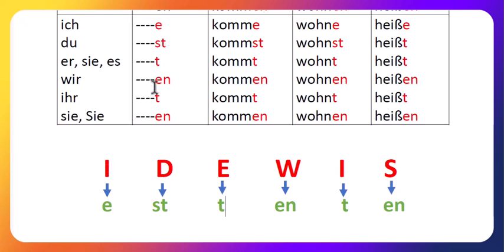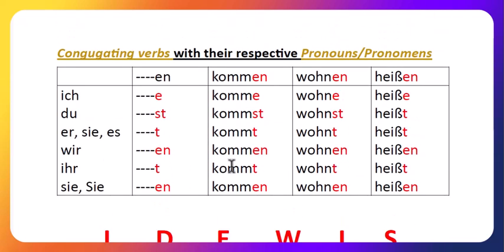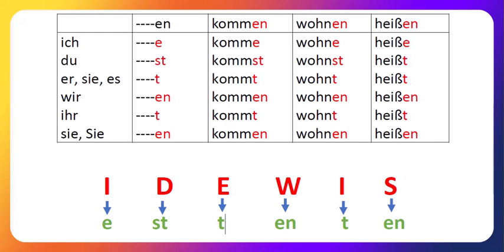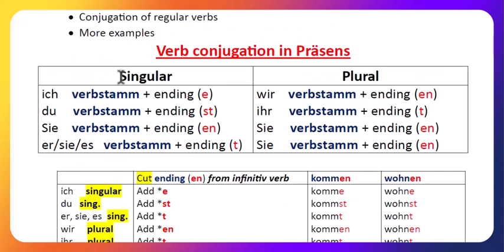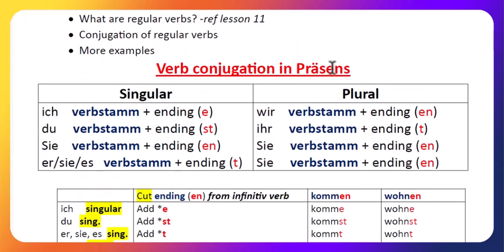E, ST, T, EN, T, EN. If the long one is too much, you can use this table, any of them. A creative shortcut will help. Conjugation is very important, but most of the time you may forget until you practice. There is no shame, anyone can do it. Because without conjugation, you can't move forward.